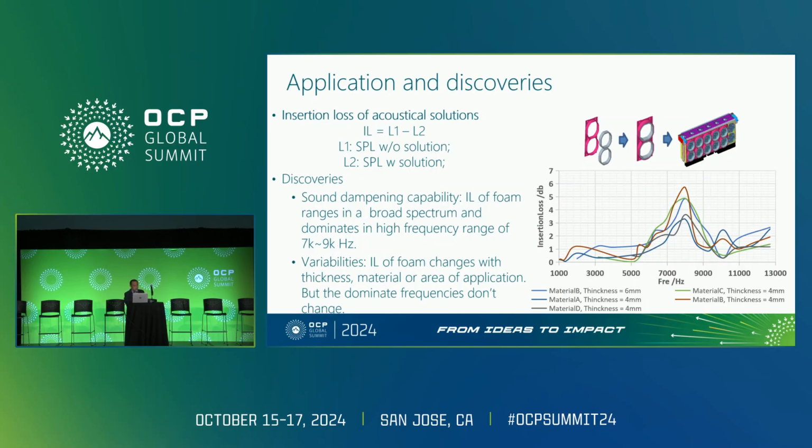Acoustical solutions make acoustical insertion loss, which can be detected by the surrogate as well. Through the insertion loss curve, we found the sound dampening capability of porous foam ranges across a broad spectrum and dominates in the high frequency range of 7K to 9K Hz. When we change the thickness, material, or areas of the foam sheet, the IL peak amplitude changes as well, but the dominant frequencies don't change.